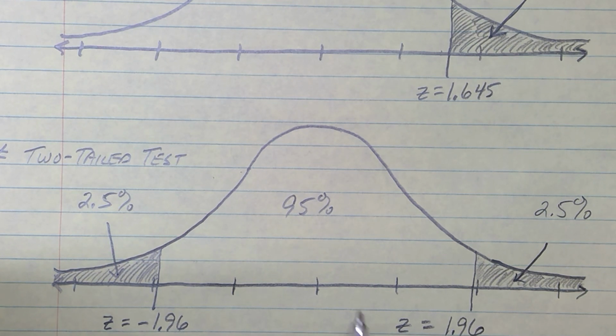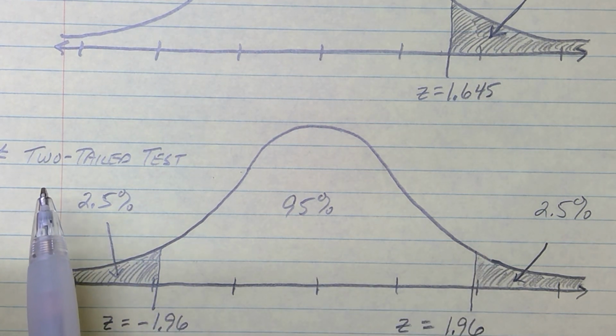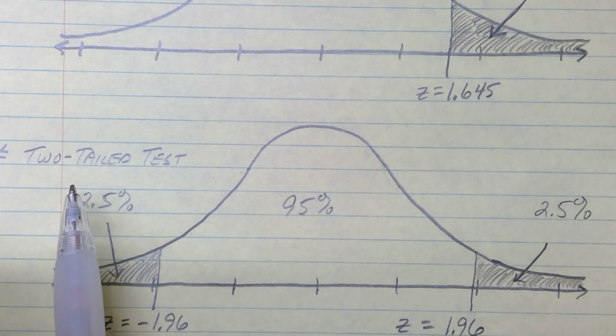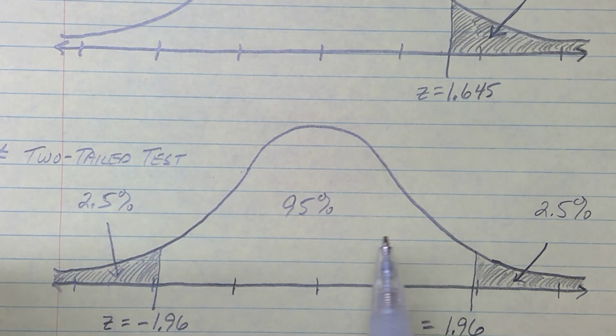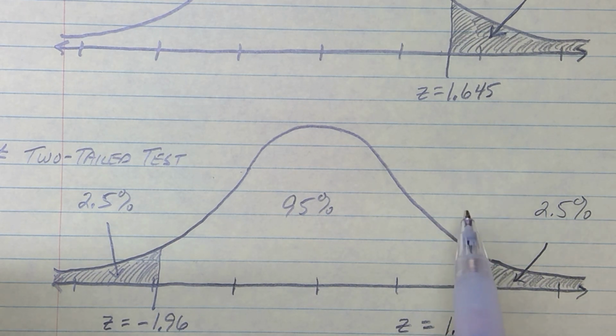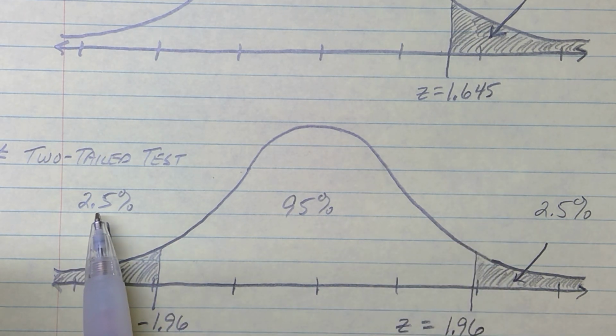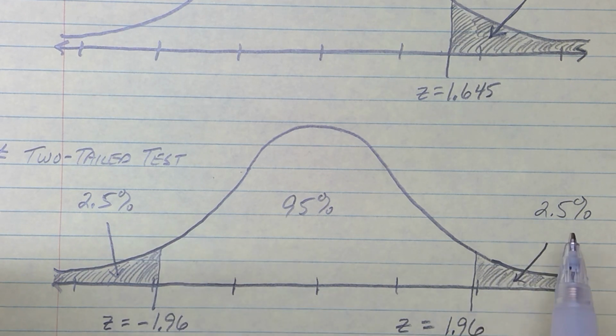And then your two-tailed test, if our challenge is the proportion 1 is not equal to proportion 2, that's a two-tailed test. We don't know if it's lower, we don't know if it's higher. So we split the 5% in half. Half of 5% is 2.5%. So 2.5% here and 2.5% there. And we looked this up in the table.